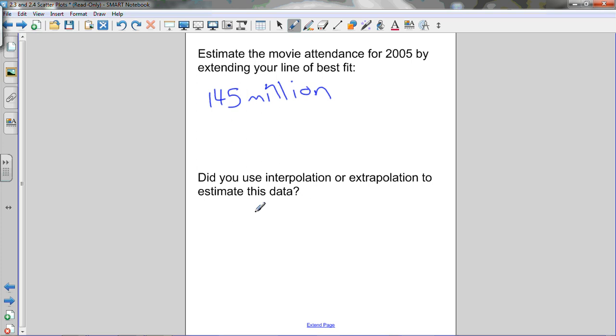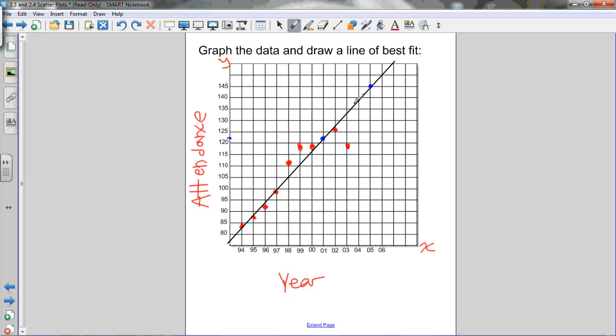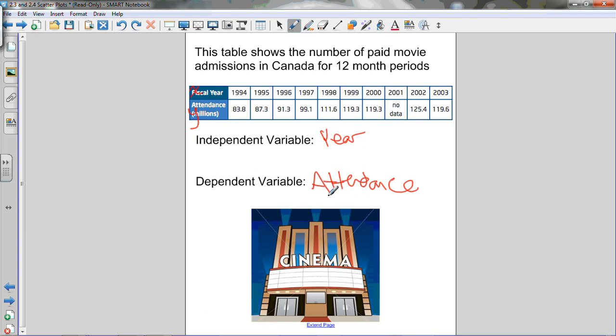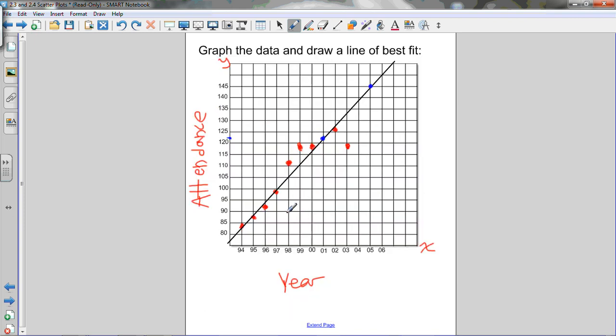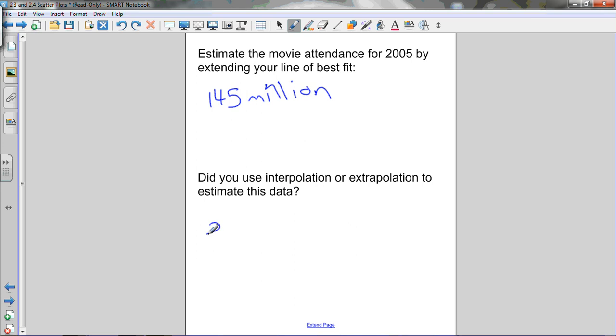Was this interpolation or extrapolation? Well, this estimation was beyond any data. There's no data to the right here. Here's my last piece of data in 2003, and I estimated beyond that. I estimated in 2005. So look back to our definition, estimating a value beyond the range of a set of data, that's extrapolation.